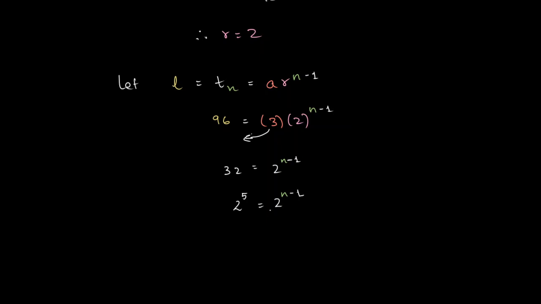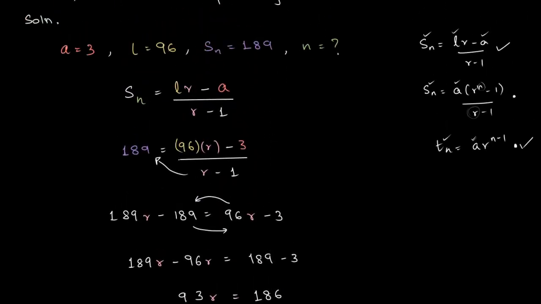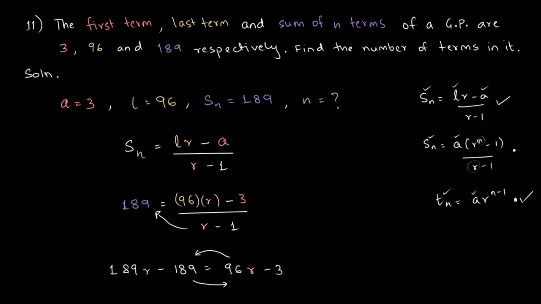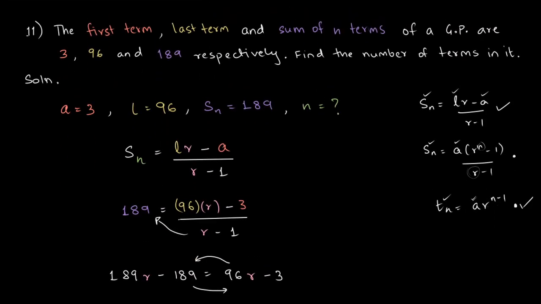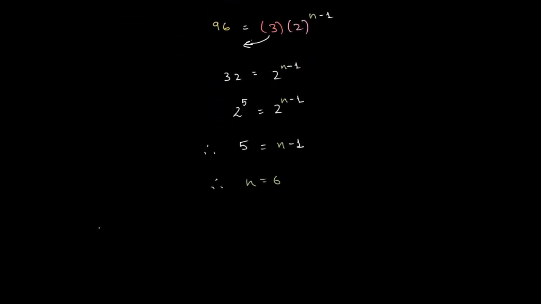So now since LHS and RHS both have the same base, I can equate the powers and say therefore 5 is equal to n minus 1, and if I rearrange that, I get the value of n as 6. That's what we were finding, the number of terms in the geometric progression. So there are 6 terms in the geometric progression. That will be my final answer.